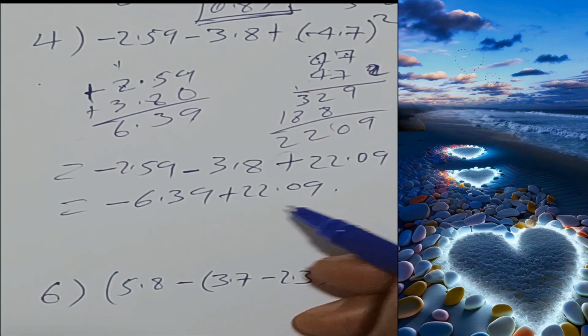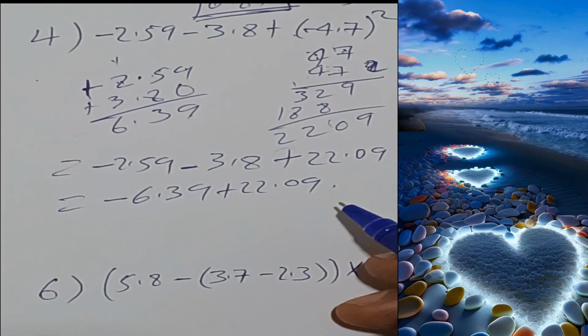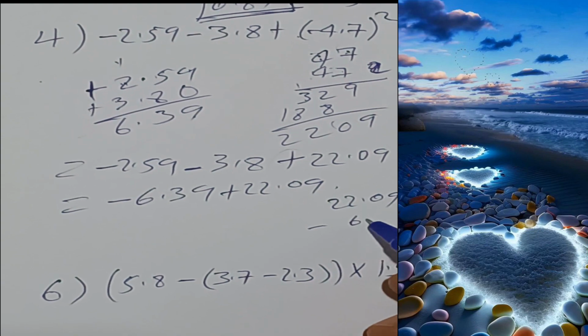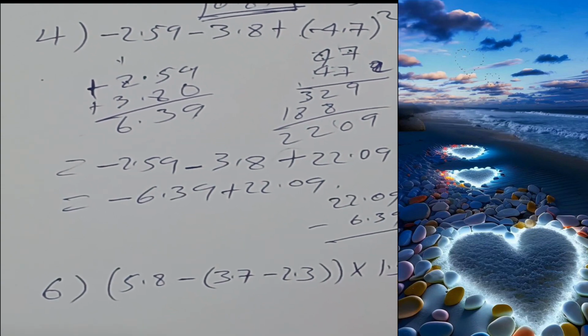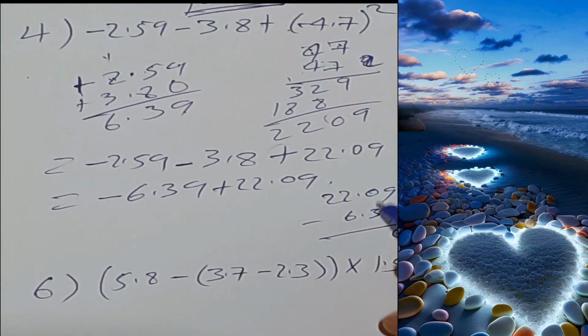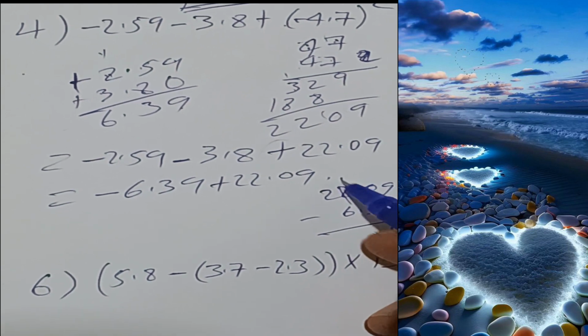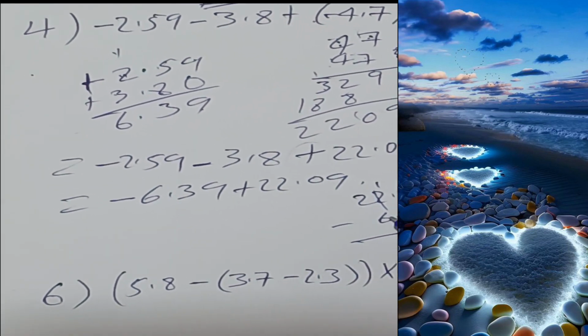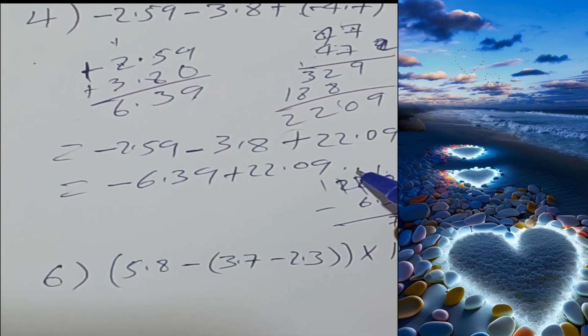Now I subtract 6.39 from 22.09. 22.09 minus 6.39. So 9 minus 9, 0. It is 0 minus 3, not possible. So I take 1 here and it will be 10. 10 minus 3, 7. And 1 couldn't, so I take 1 here and it becomes 11.